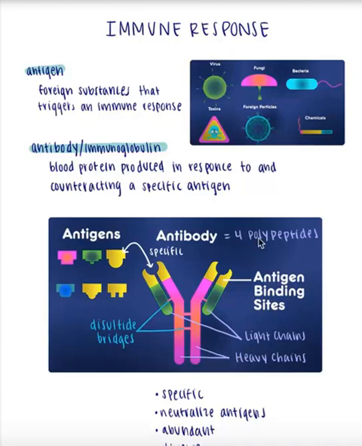This is the structure of an antibody. It has 4 different polypeptide subunits. 2 of them are called light chains, which just means that they're smaller. The other 2 are called heavy chains, and they're a little bit bigger. At the 2 ends of the antibody, we have binding sites for the antigen, and these are very, very specific. So even though there could be many antigens, only one will fit a specific antibody. We also have disulfide bridges, which hold the whole structure together.